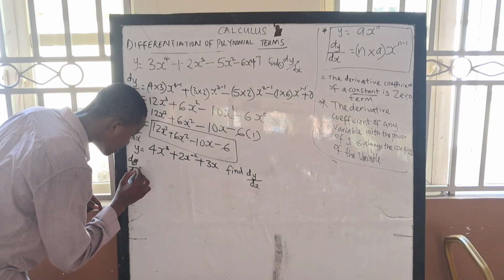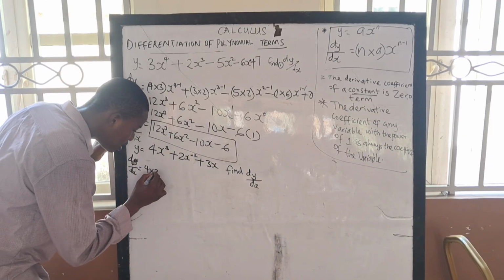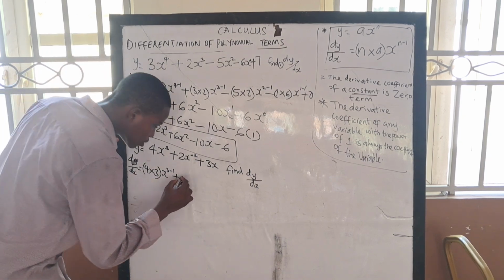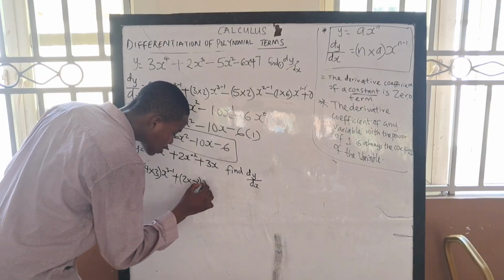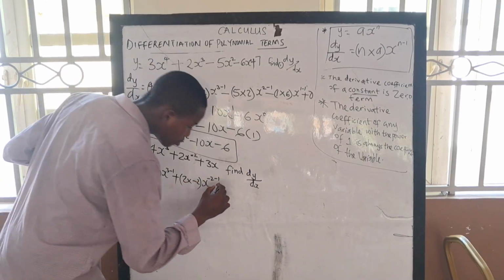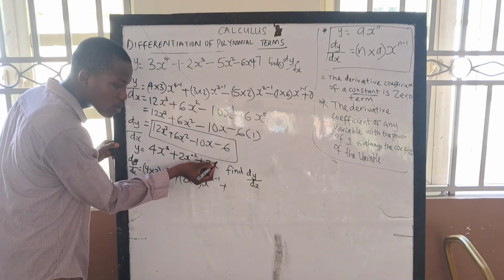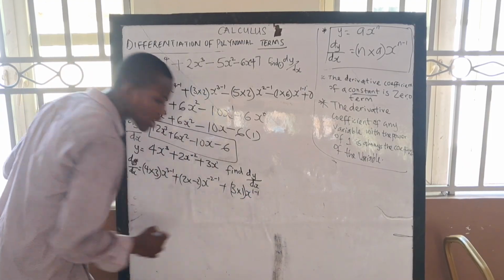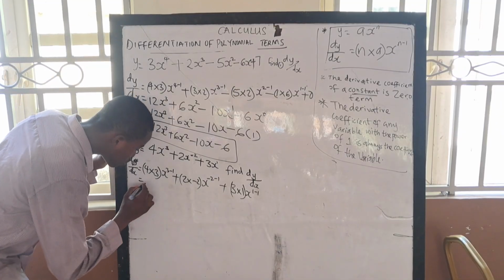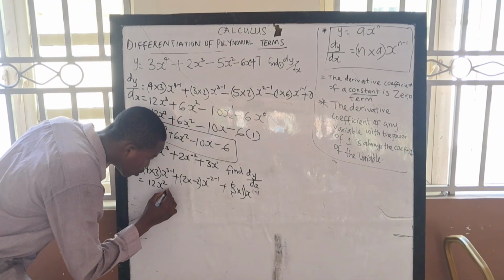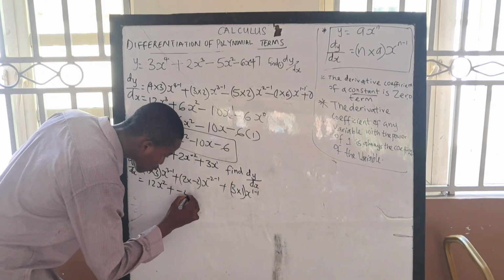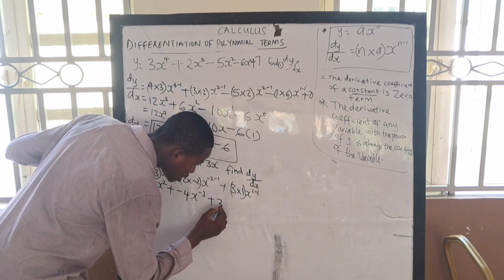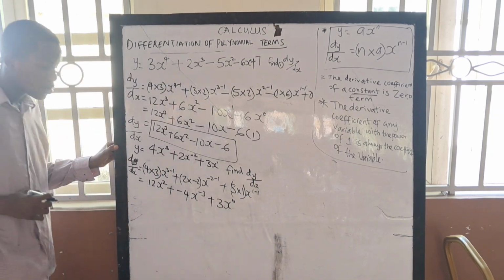dy/dx. Right? So I'm having 4 times 3 x raised to power 3 minus 1 plus 2 times minus 2, right? X raised to power minus 2 minus 1 plus, now if I don't set the power here, what do I put? 1. So I'm having 3 times 1 x raised to power 1 minus 1, right? 4 times 3 is what? 12. X raised to power, what's 3 minus 1? 2 plus 2 times minus 2 is what? Minus 4. X raised to power minus 2 minus 1 minus 3 plus 3 times 1 is what? 3. X raised to power 1 minus 1, 0.